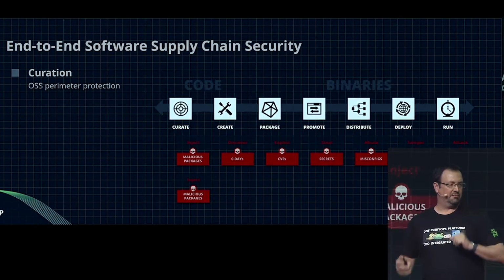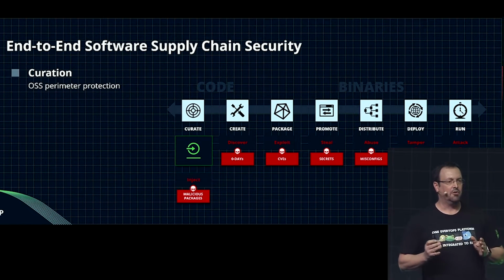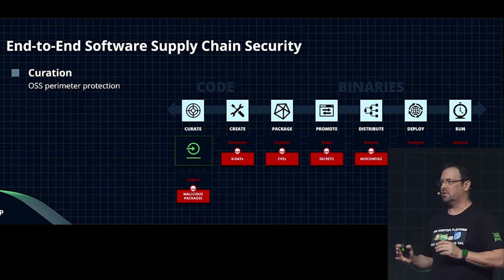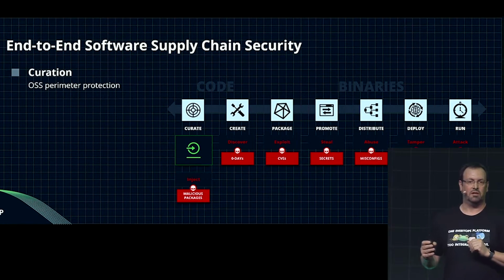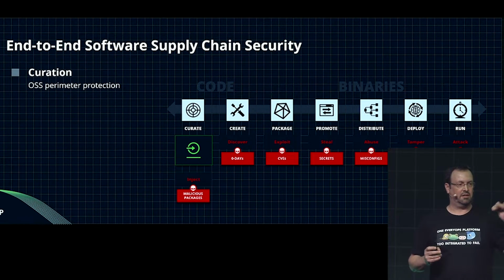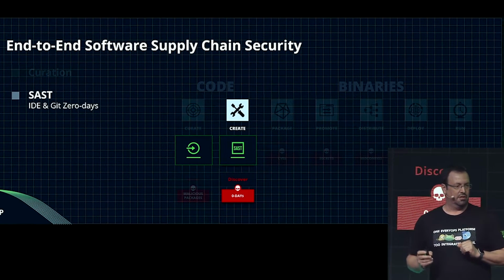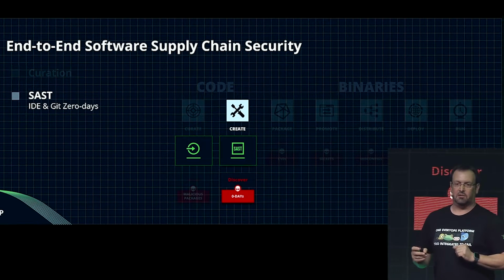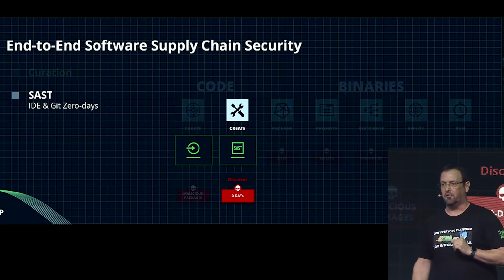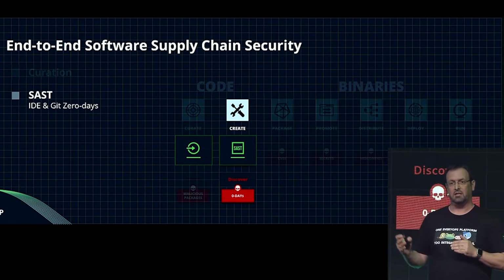So we'll go from left to right. On the left, we start with curation. Curation is basically your protection against which open source libraries, and as you will see soon, also models, are allowed to enter your organization. It's a perimeter kind of protection. You can think about it as a firewall. So that's curation. SAST is about scanning your source code, either in the IDE or in your Git servers, for security issues which are by nature zero days, because they exist in code.